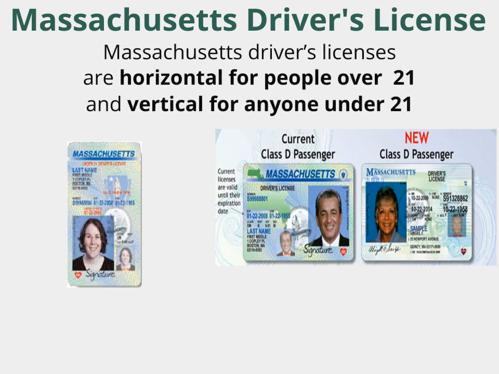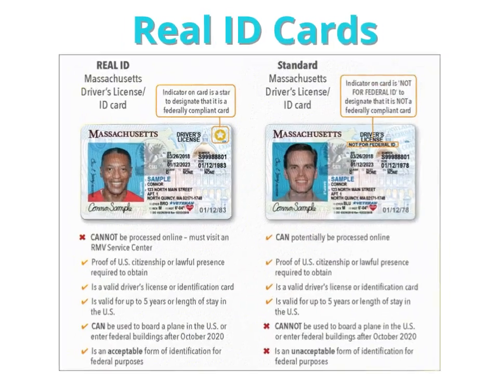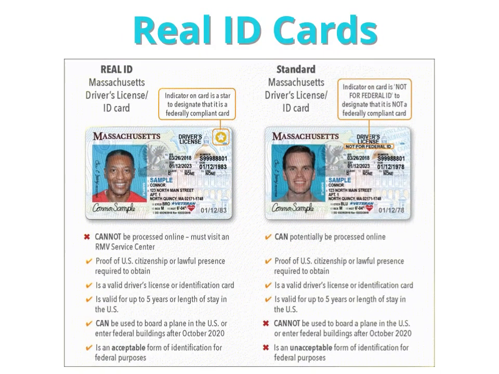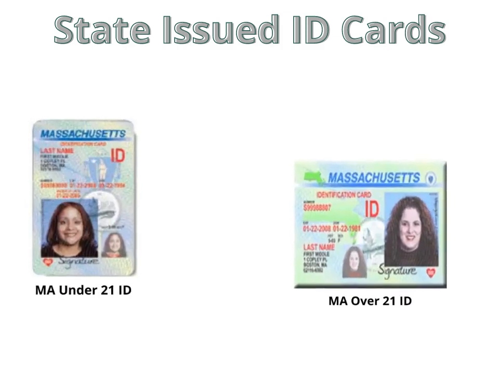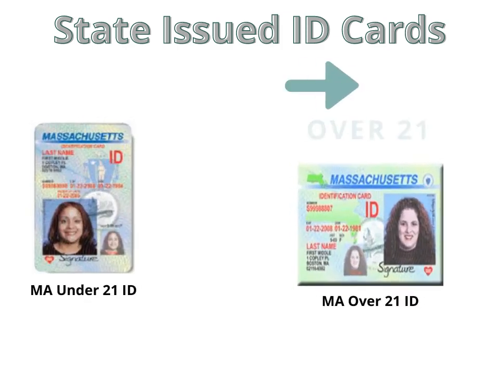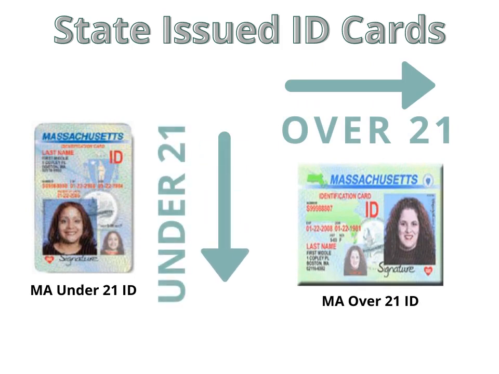On the right, you will see examples of a driver's license that is horizontal for people over the age of 21. On the left, you will see an example of an ID that is vertical for those that are under the age of 21. The new Real ID cards will be able to be used for federal IDs. State-issued identification cards are again horizontal for those over the age of 21 and vertical for those that are under the age of 21.